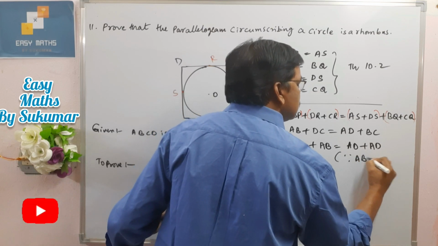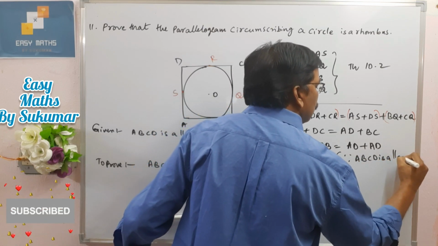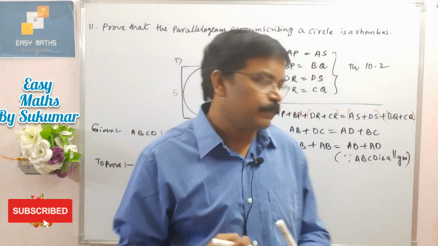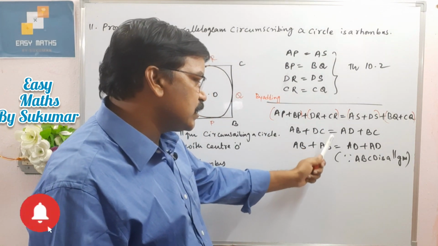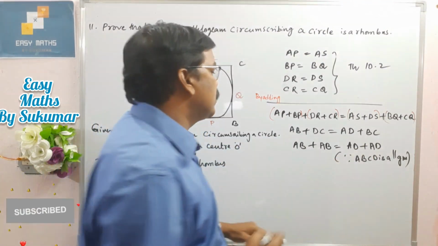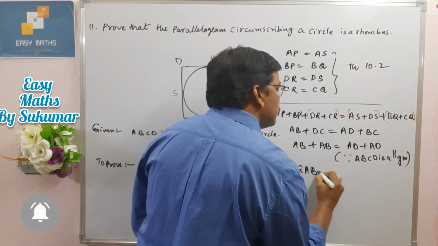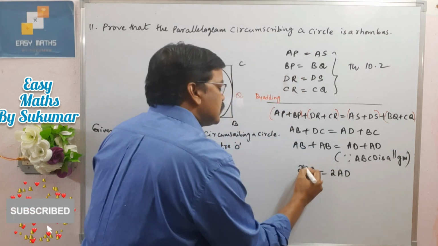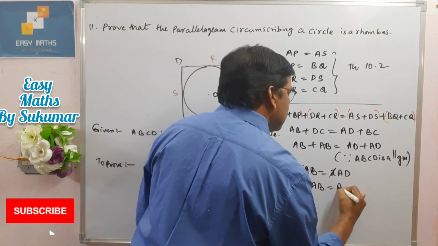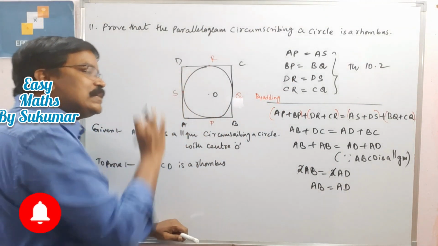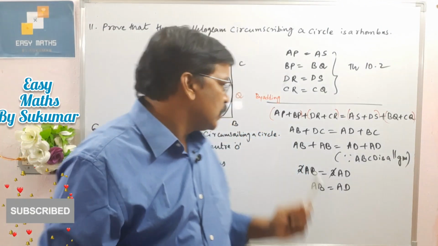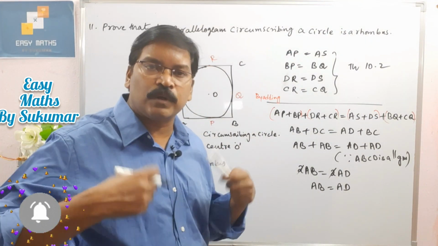Since ABCD is a parallelogram, the opposite sides are equal. Therefore AB plus AB is equal to AD plus AD, that is, 2AB is equal to 2AD. Cancel the 2 on both sides. That means AB is equal to AD. These are the adjacent sides of a parallelogram, and they are equal to each other.